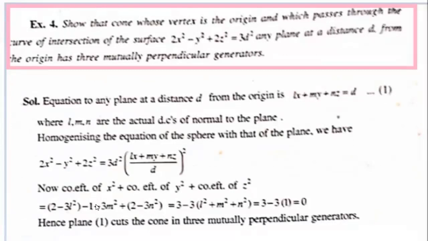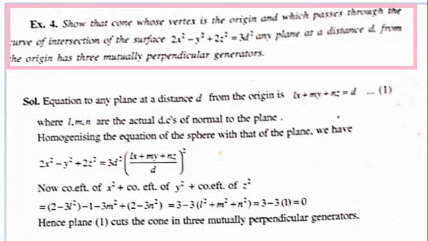So that is how we show that the cone whose vertex is the origin, which passes through the curve at the intersection of the surface and the plane at a distance d, has three mutually perpendicular generators. So what is the plane? It is at a distance of d, therefore lx plus my plus nz equal to d, where l, m, n are the direction cosines of the normal to the plane.